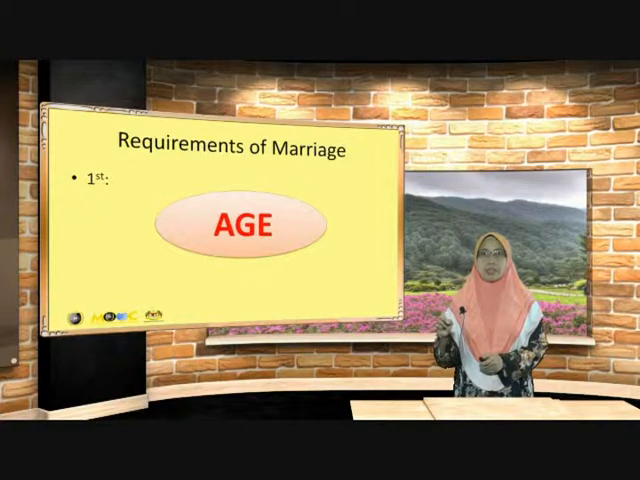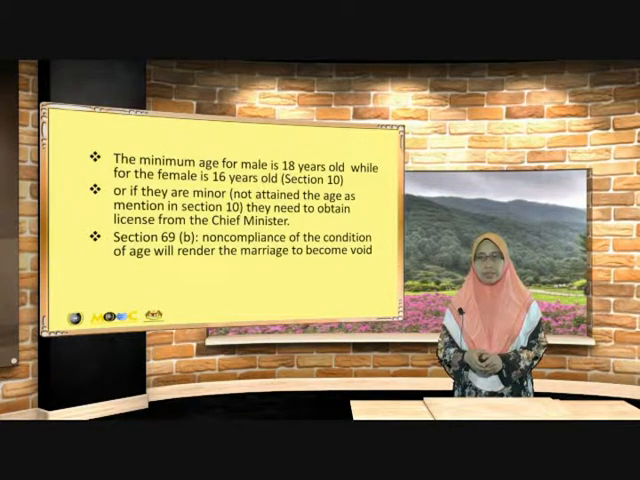For the first requirement of marriage, which is age, the minimum age for a male is 18 years old, while for a female it is 16 years old. This is stated in Section 10 of the Law Reform Marriage and Divorce Act. If they are minors, which means that they did not attain the age mentioned in Section 10, they need to obtain a license from the Chief Minister. But what if the party did not comply with the condition of age? In this situation, Section 69(b) says that the marriage becomes void.